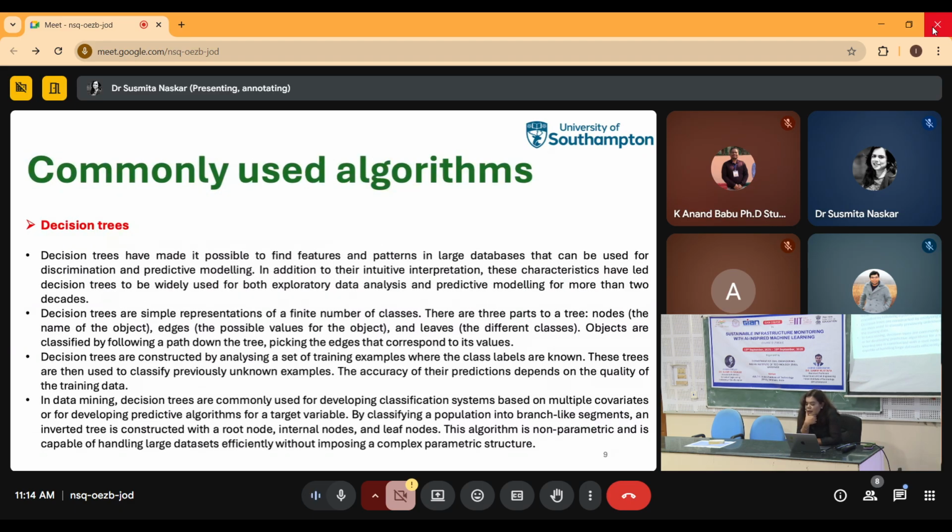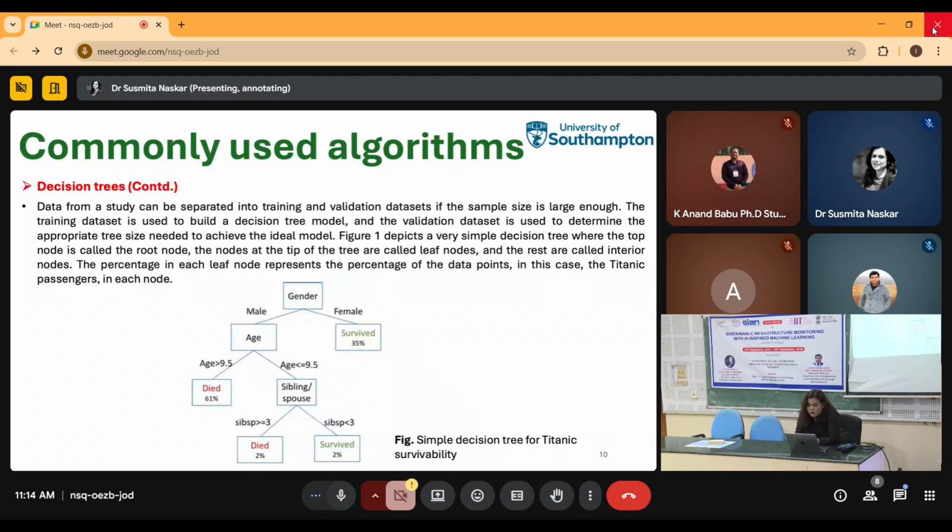Another important one is the decision tree. The decision tree is a commonly used algorithm, especially when we talk about infrastructure monitoring. Decision trees have revolutionized our ability to find patterns, and they also help us with large-scale databases. They are very popular for both discrimination and predictive modeling because of their easy-to-understand structure. You can understand the structure quite easily.